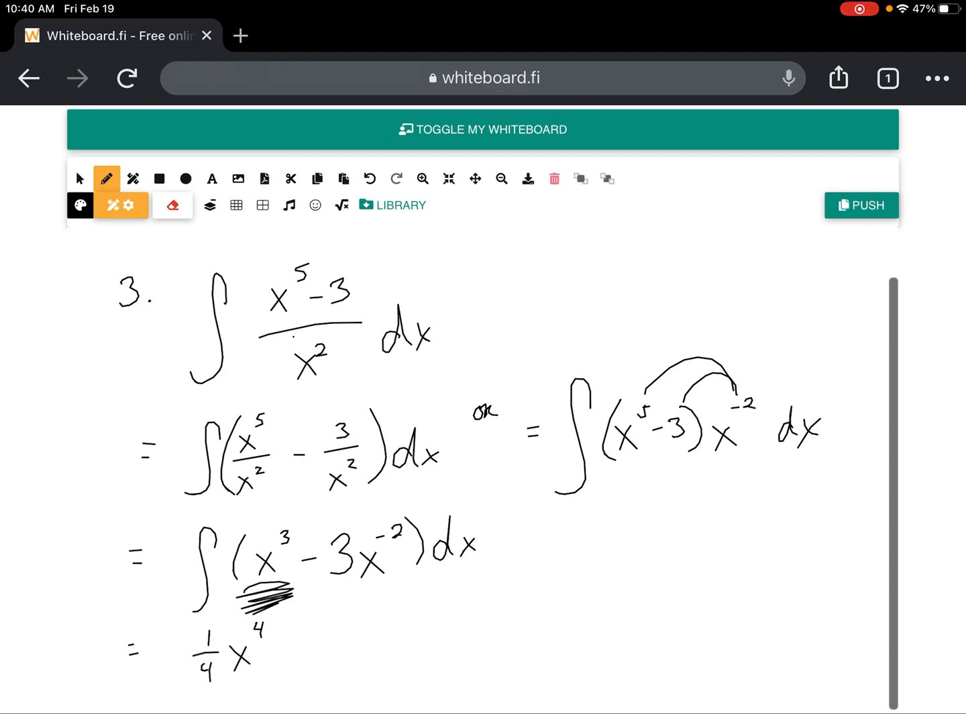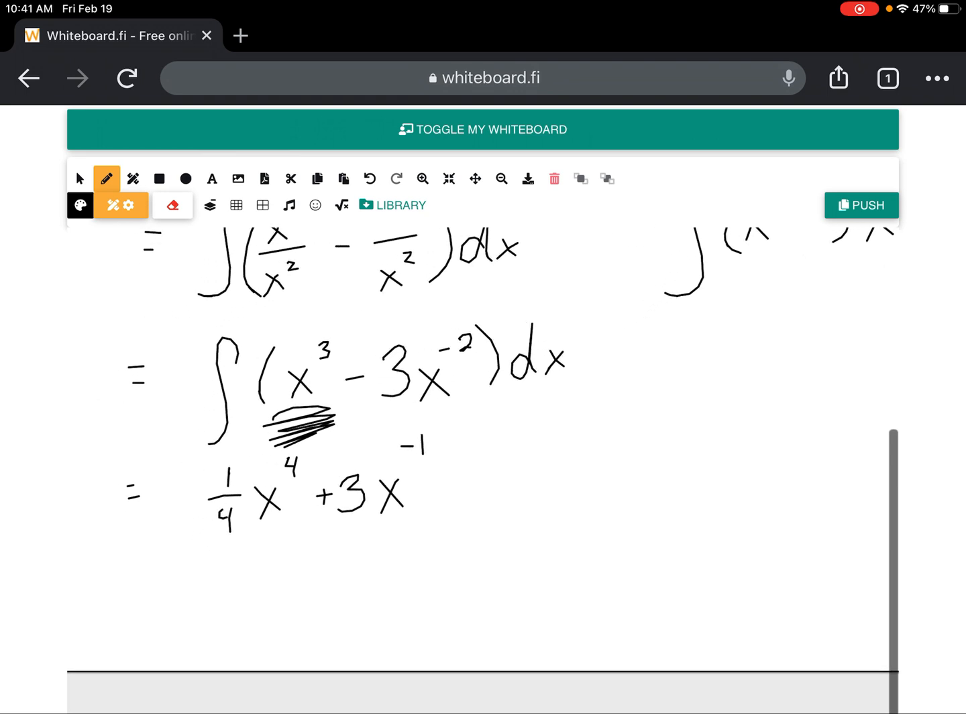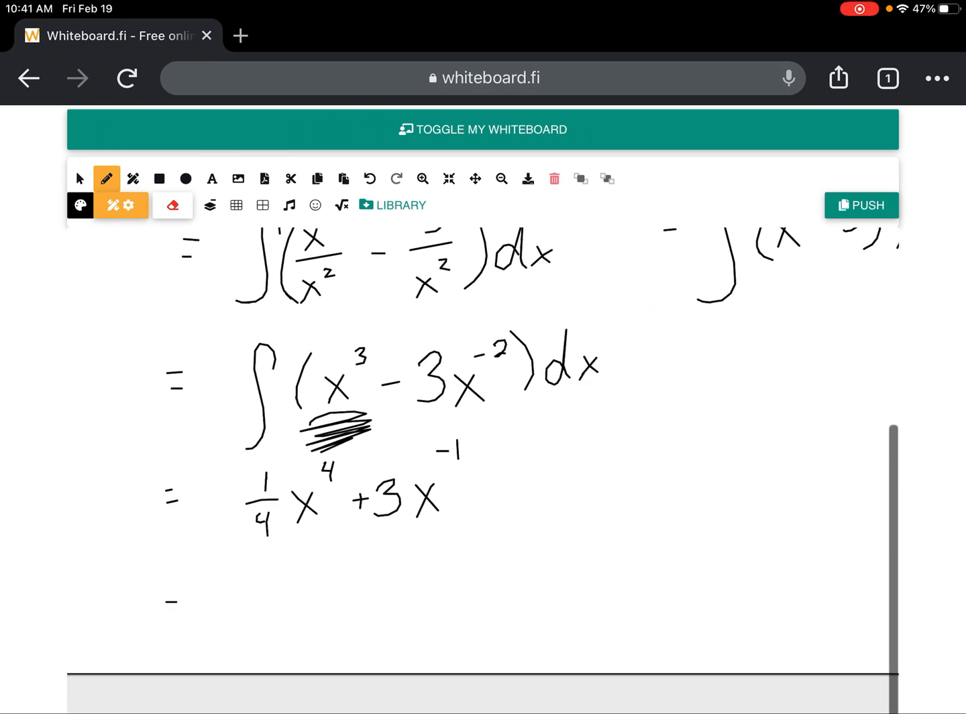Beautiful. And then we'll do the same thing on the next one. So this will be x to the negative 1. We'll take negative 3 and divide it by negative 1 and get a positive 3. This of course could be rewritten as 1/4 x to the 4th plus 3 over x. So if this was multiple choice, it's very likely it would be rewritten in that manner.